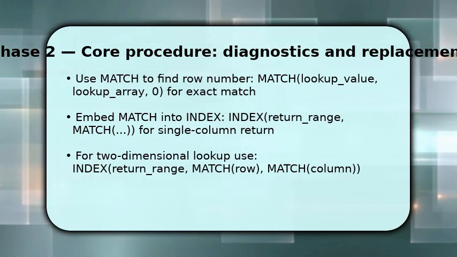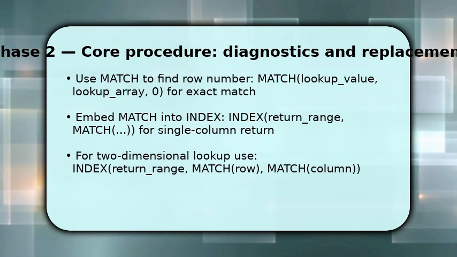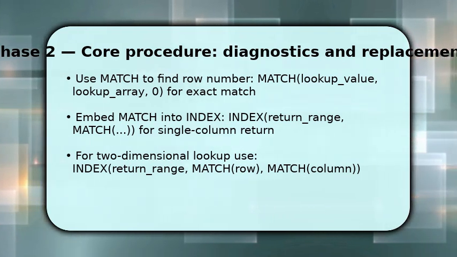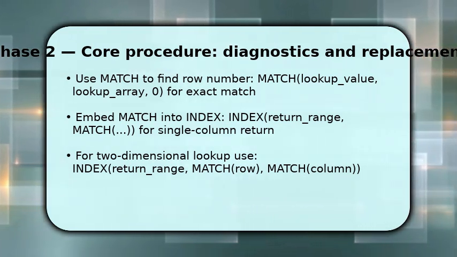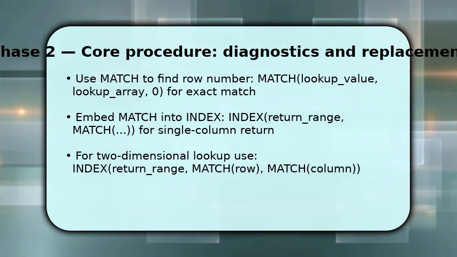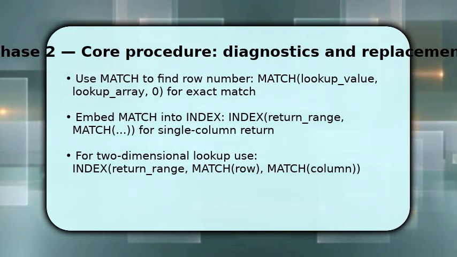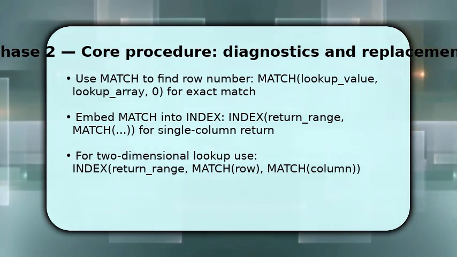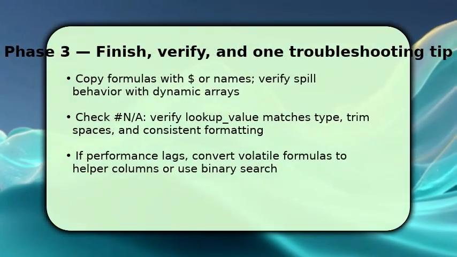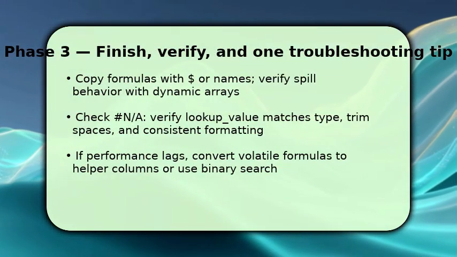Use absolute references or named ranges so copying works without breaking the ranges. If you expect duplicates, decide whether first occurrence suffices. Otherwise, add FILTER or AGGREGATE to handle multiple results. Finish by copying formulas and validating outputs across samples.